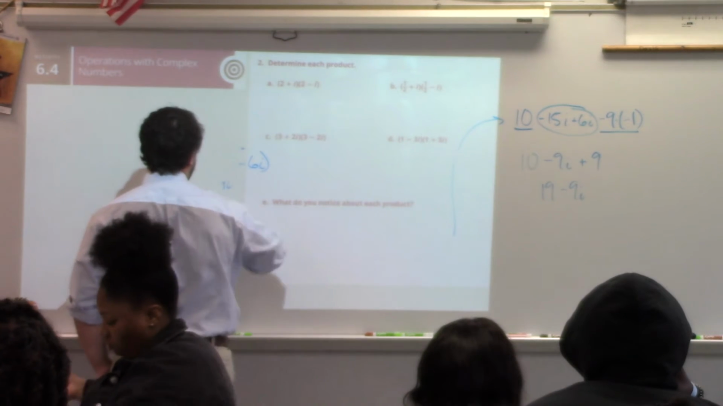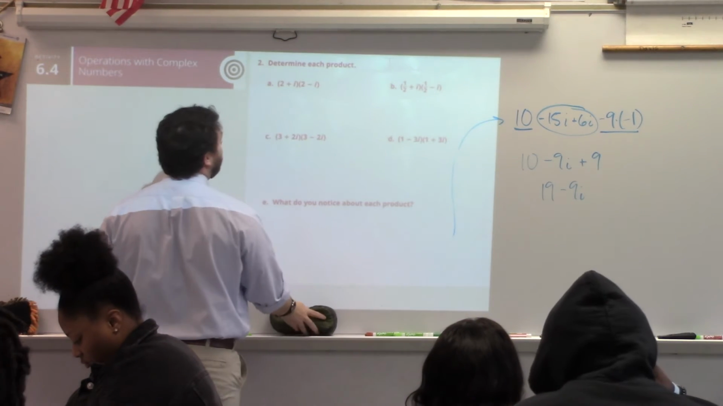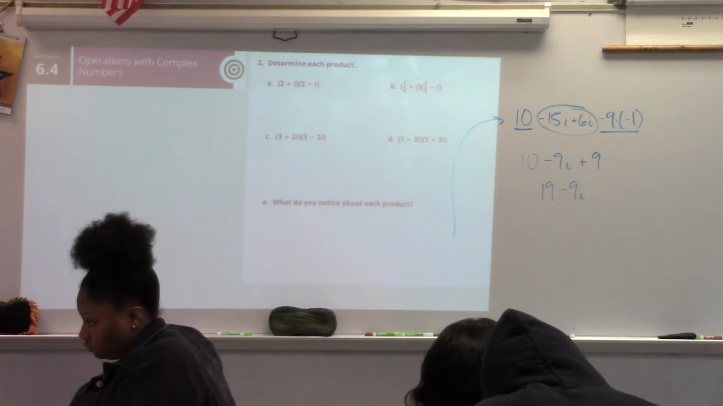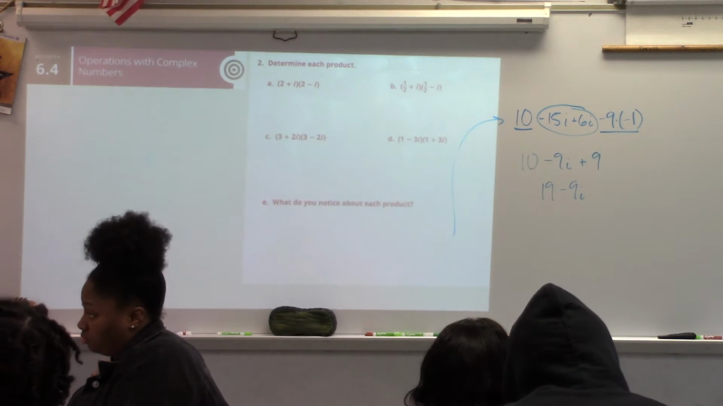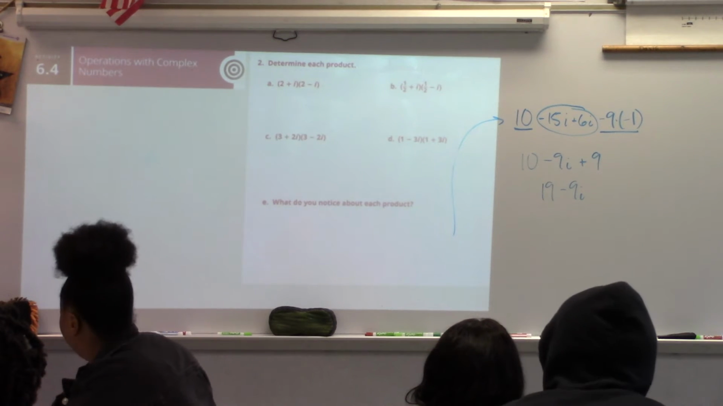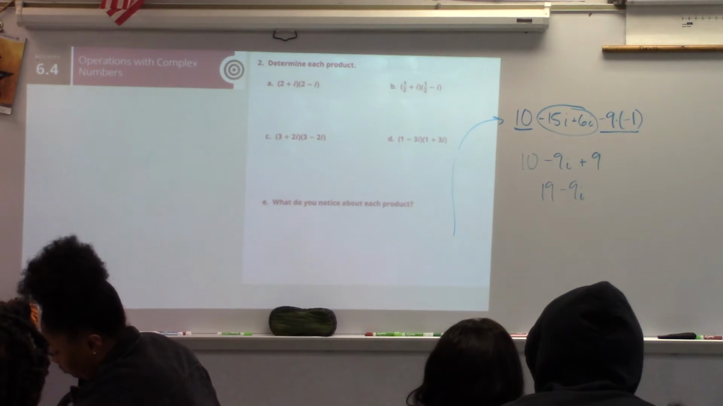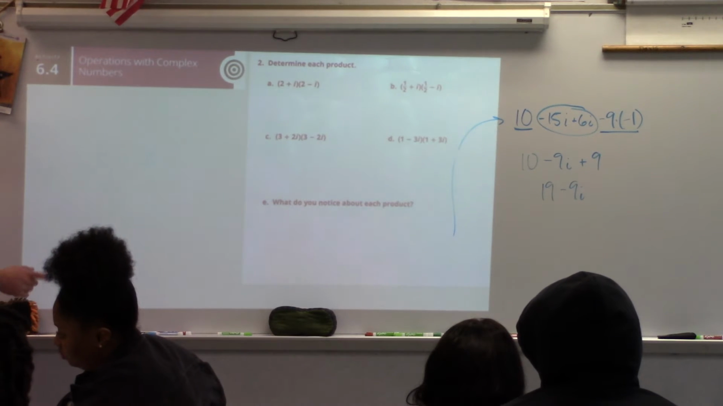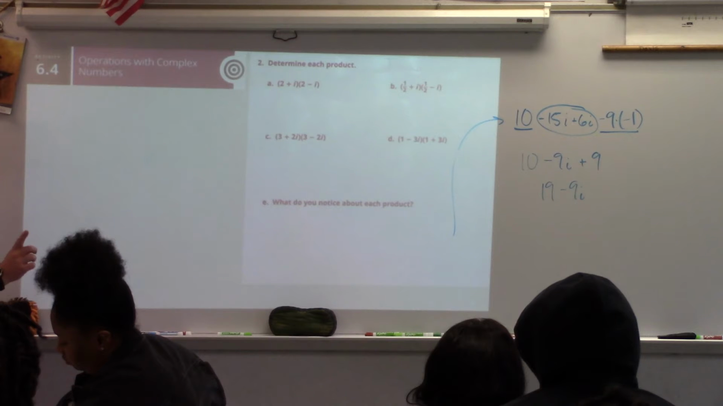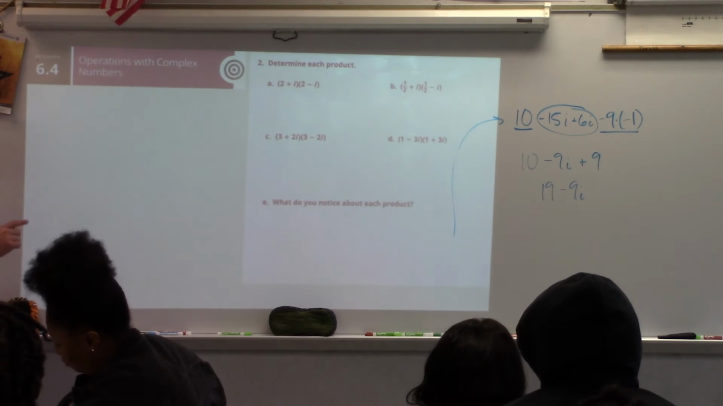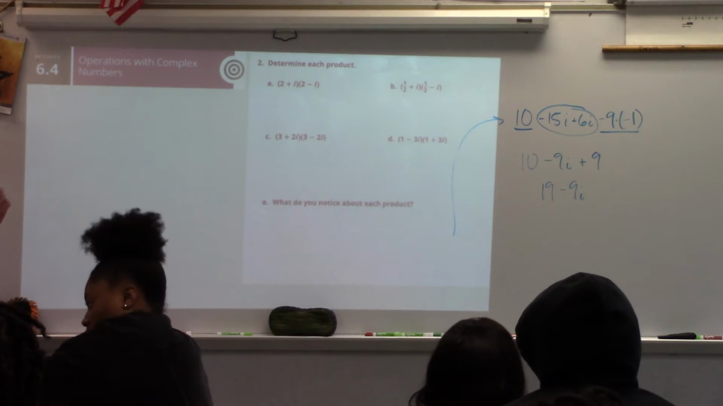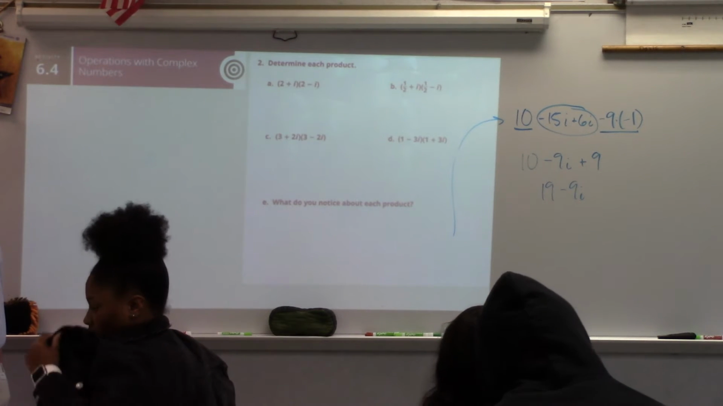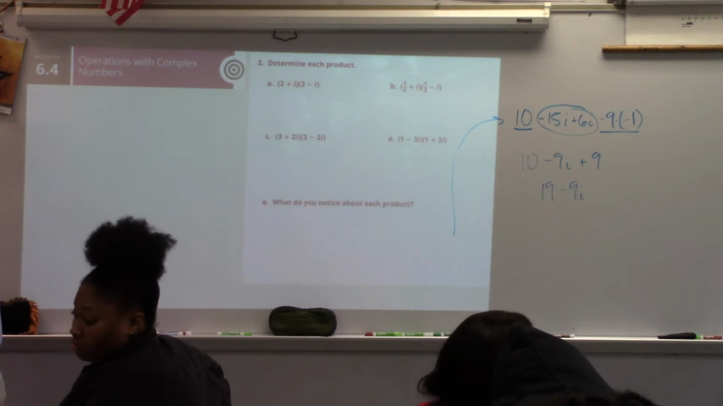Number 2 says determine each product. So we're going to distribute. So all these are multiplying? Let's do this. Group 1, I want you to do A. Group 2, I want you to do B. Group 3, I want you to do C. Group 4, your D. Group 5, your A. And Group 6, your B.